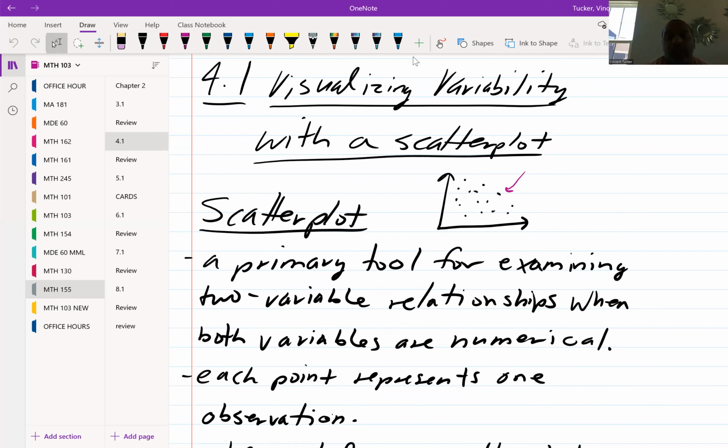So here we have 4.1, visualizing variability with a scatter plot. A scatter plot is a primary tool for examining two variable relationships when both variables are numerical, and each point represents one observation. So here's an example of a scatter plot. And you have these points that we will be graphing, and we'll be able to graph whether it be through MATLAB or using the app or something along those lines. But each point represents an observation. So you'll see what I mean when we put some numbers on it, get into an example, you'll see what we're talking about.